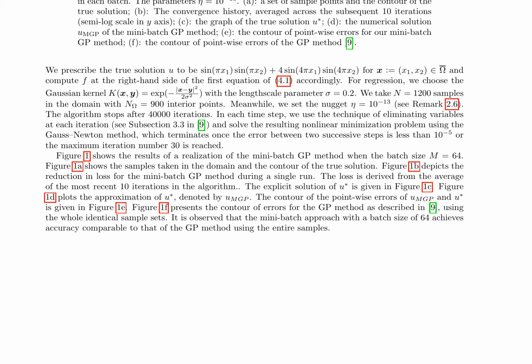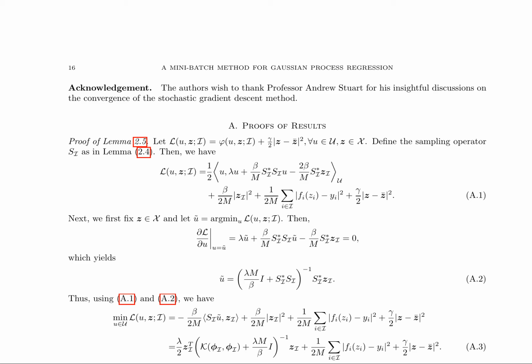In Burgers' equation, the authors consider the nonlinear partial differential equation with nu equals 0.2 and an unknown solution u. The anisotropic kernel is chosen with parameters sigma 1, sigma 2, equals 0.3, 0.05. The true solution is computed using the Cole-Hopf transformation and numerical quadrature. The algorithm uses n equals 2400 points uniformly in the spacetime domain, with n omega equals 2000 interior points. Figure 2 presents the results of the mini-batch GP method with a batch size m equals 75.